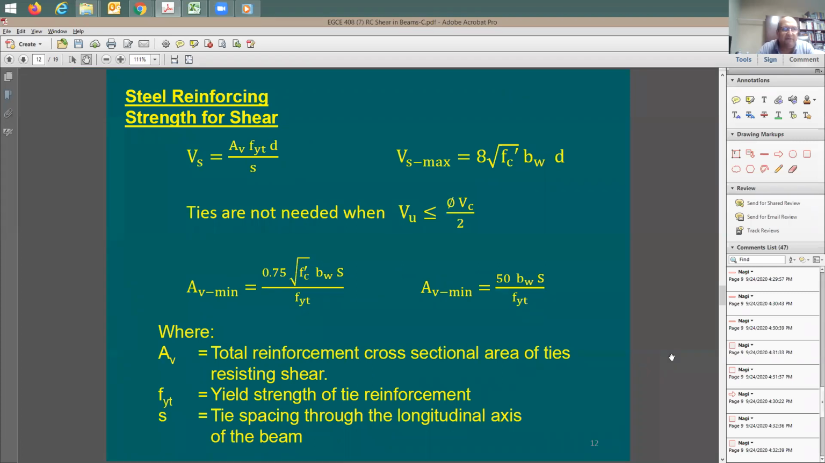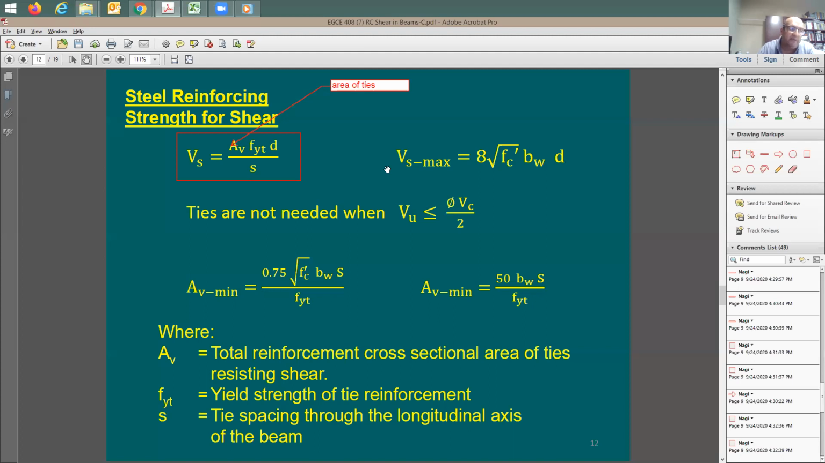How about the reinforcing? Vs, how do you do here Vs? Vs has this simple equation. Now let's see the variables. A sub V is going to be the cross-section area of the ties. It says here total reinforcing cross-section area of the tie resisting shear. How about f sub y? F sub y is the yield strength, any yield strength, I'm going to say for the ties.